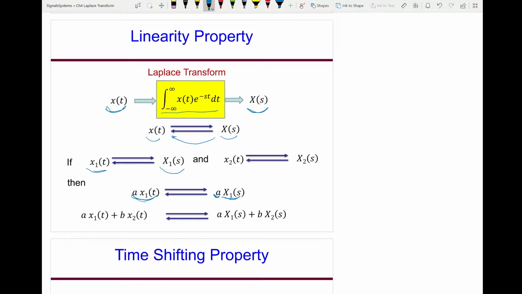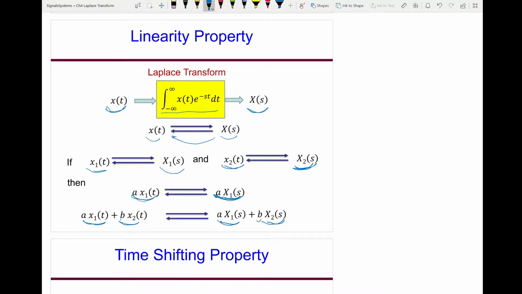The second condition is the following. Let's assume you have a second signal x2 of t and the Laplace transform is x2 of s. Now let's generate a new signal that consists of a linear sum of x1 of t multiplied by a plus x2 of t multiplied by b. Then what's the Laplace transform of this new signal? It will be just the sum of x1 of s multiplied by a, and x2 of s times b.